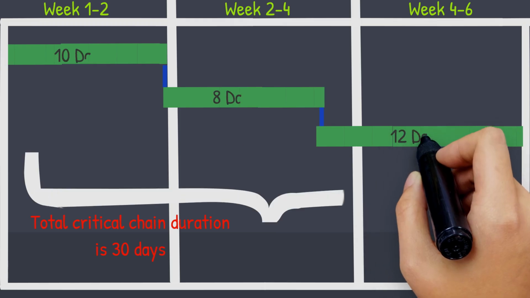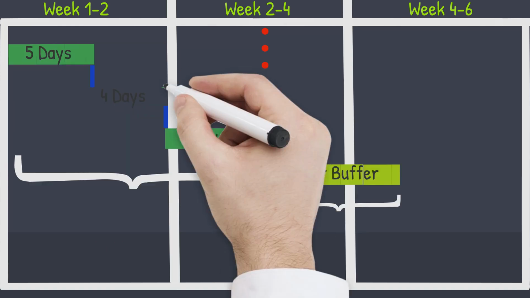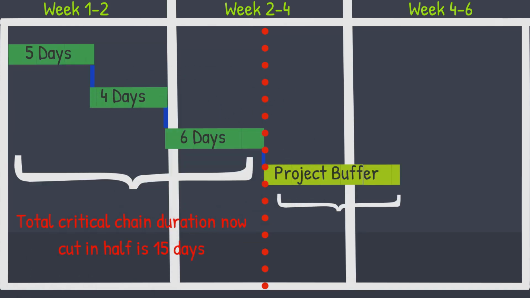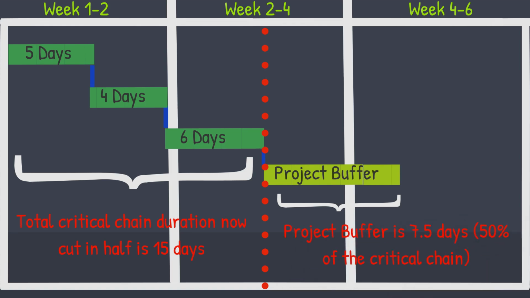Let's apply method 1. Imagine 3 tasks in the critical chain with durations of 10, 8, and 12 days. You cut these in half to get 5, 4, and 6 days. The total critical chain duration is now 15 days. To protect this timeline, you add a project buffer of 7.5 days, 50% of the critical chain.